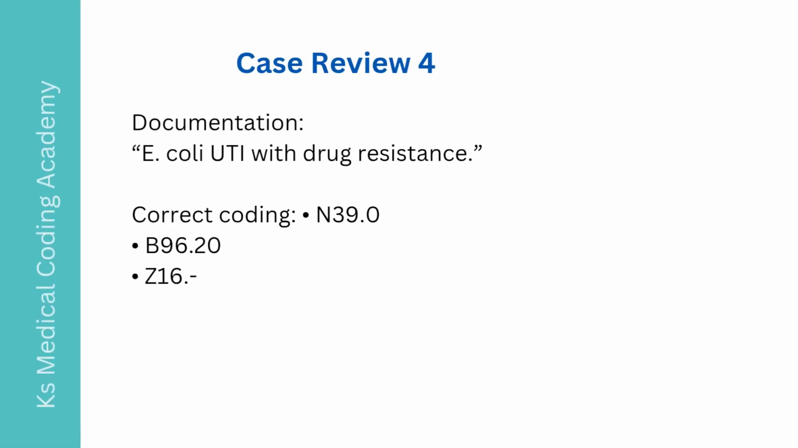Case Review 4. For E. coli urinary tract infection with documented drug resistance, assign N39.0 for the UTI, B96.20 to identify E. coli, and the appropriate Z16 code for resistance.